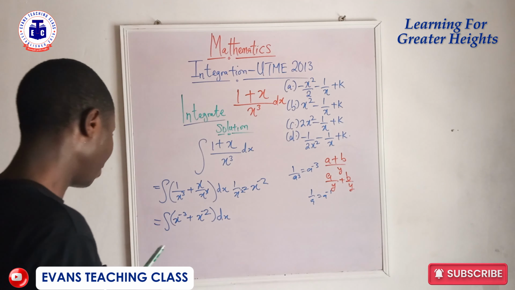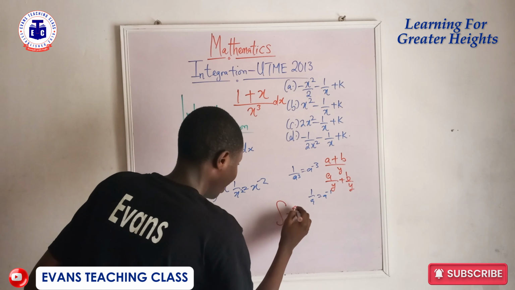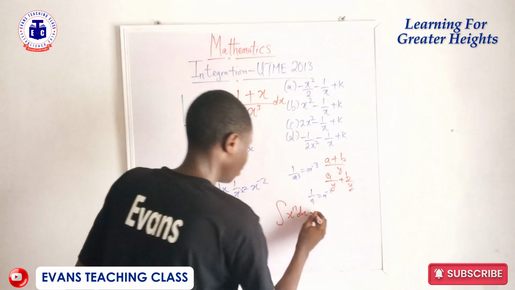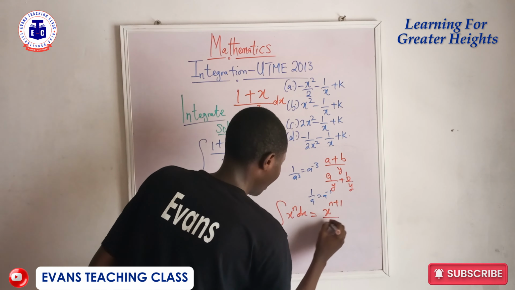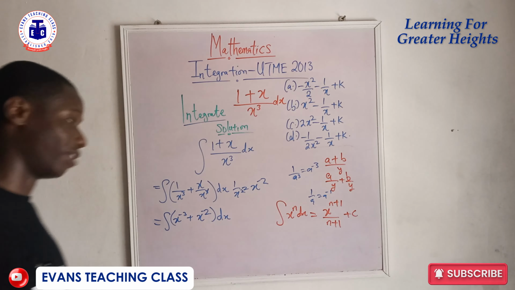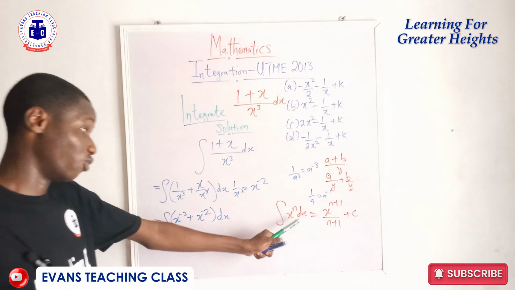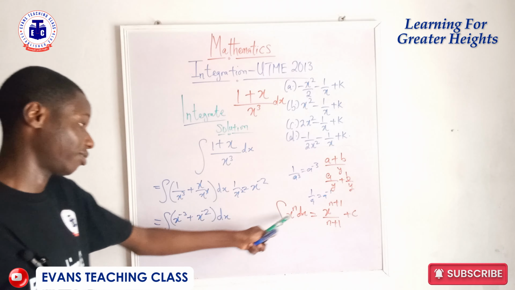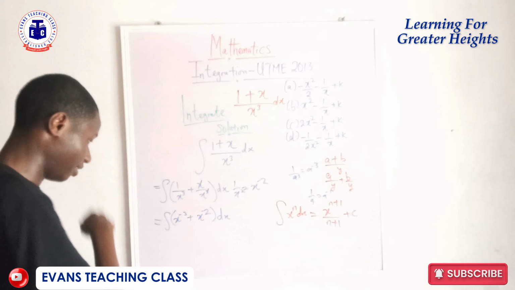The rule of integration, let me just rewrite it again. If you have x raised to the power n and you want to integrate, the integration will be x raised to the power n plus 1 over n plus 1, plus c. So that's how to integrate, right? That's the same thing that we apply here. Although here we have only one, here we have two. We have two things, we have one thing here. So I'm going to apply the rule of integration here.